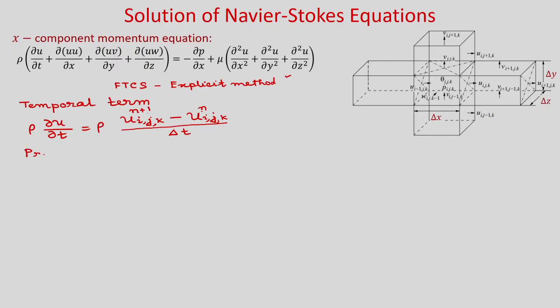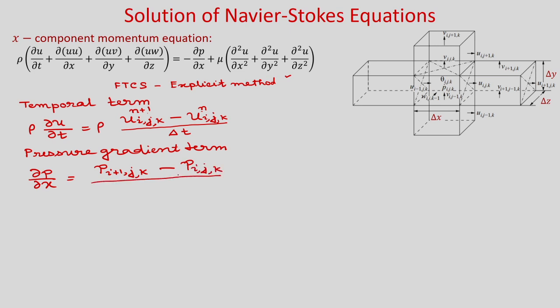Next, let us discretize the pressure term, or pressure gradient term, that is your del p by del x. You can write p i plus 1 j k minus p i j k divided by, now you see, the distance between these 2 points is delta x. So, divided by delta x.